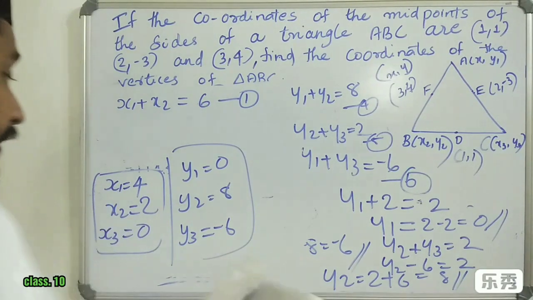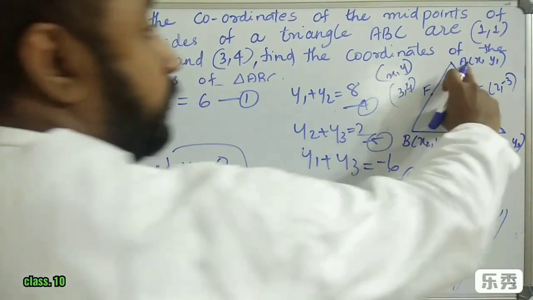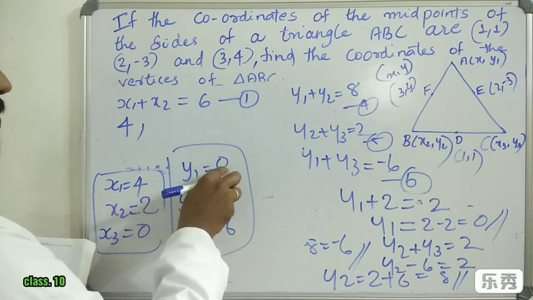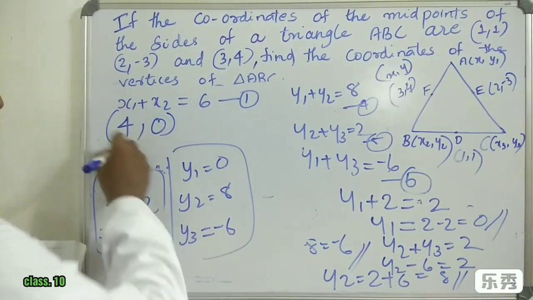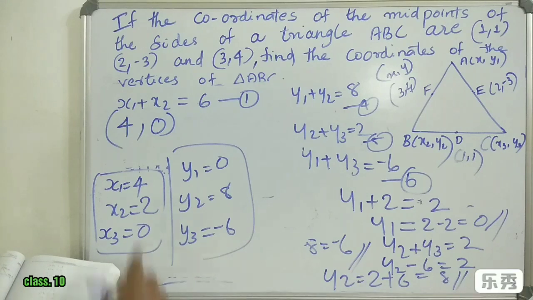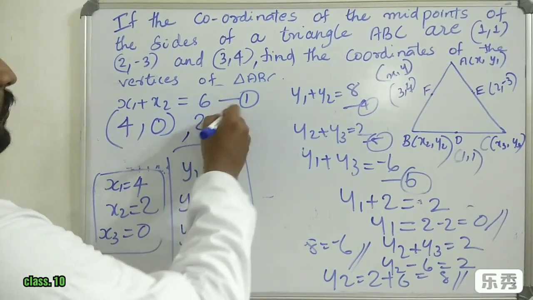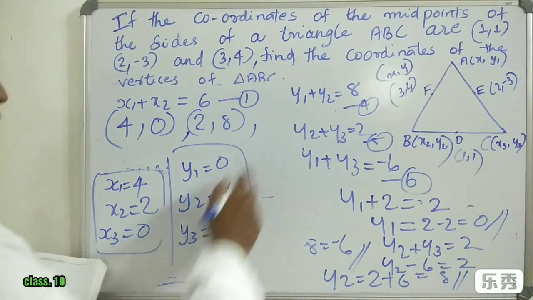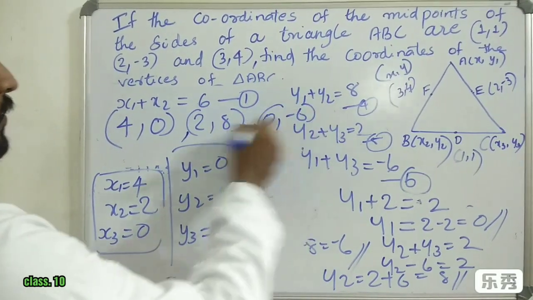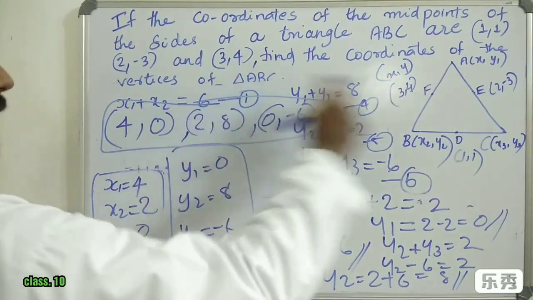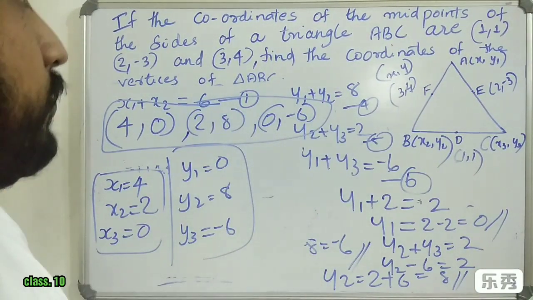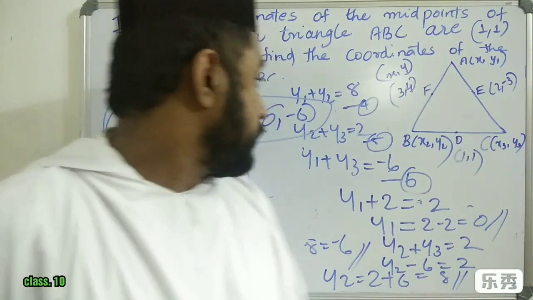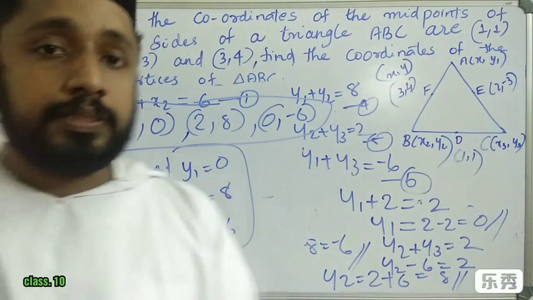So the coordinates are x1, y1. This is the coordinates of A, x1, y1, that is 4, 0. Then x2, y2, 2, 8. And x3, y3, 0, minus 6. So these are the coordinates of A, B and C. The coordinates of A, B, C are 4, 0, 2, 8 and 0, minus 6.